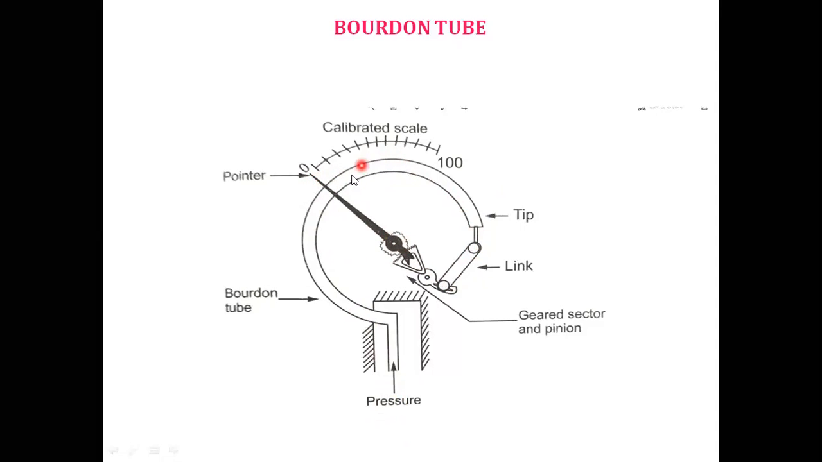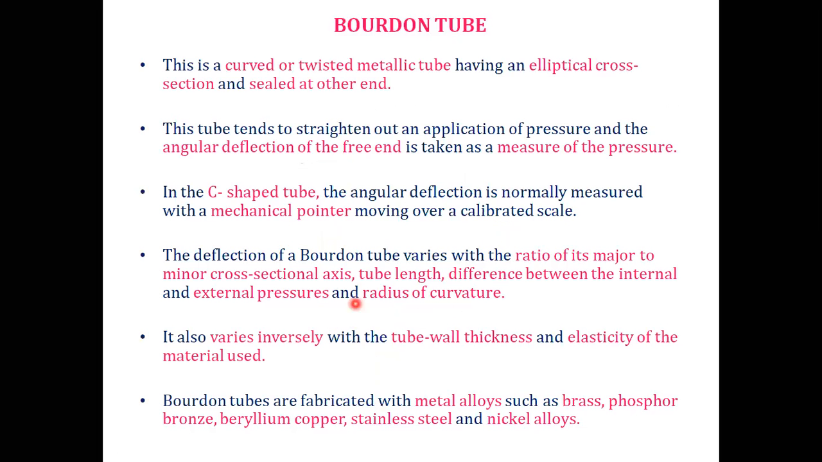And I am going to acquire how much pressure is given across the input side, and I am going to acquire the pressure reading upon this scale. Okay, this tube we can call the Bourdon tube. This is the shape of the Bourdon tube, and the construction of the Bourdon tube is given here.